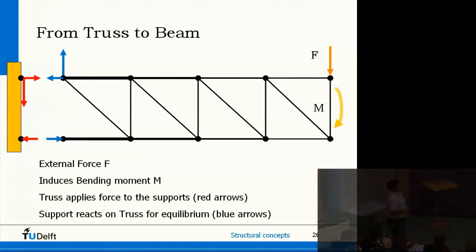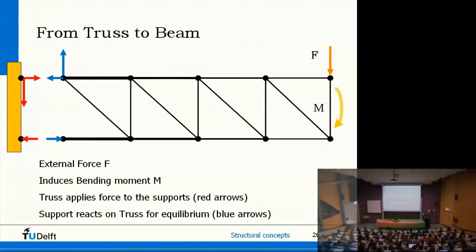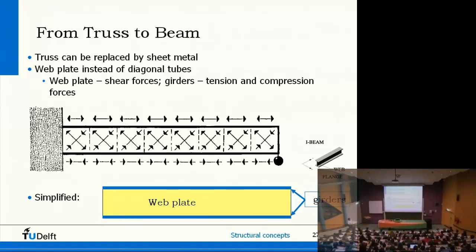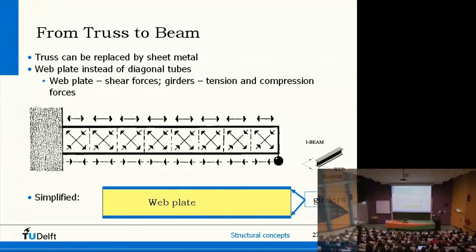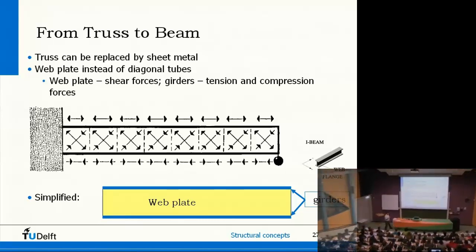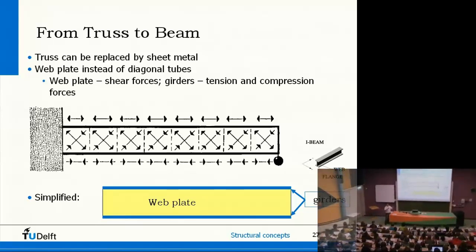Enter up with a beam. I started with this beam with a top flange, a lower flange, and a web plate in between. That's what you see here: top flange or girder, a web plate, and a lower flange or lower girder. So here you see my simplified beam. And what you will see after the break is that a lot of structural elements have a beam-like shape.